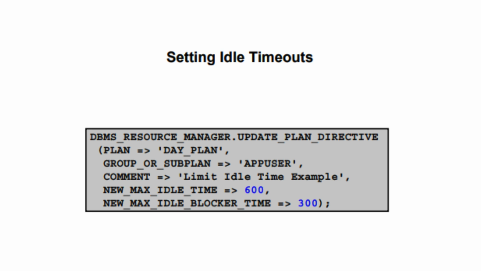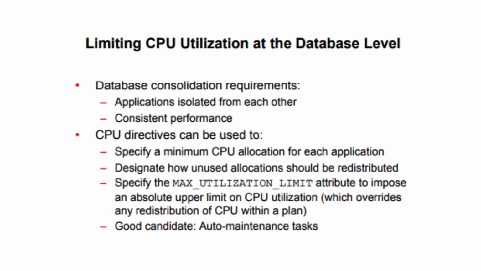Update_plan_directive procedure. They are both specified in seconds. For concurrent database sessions, database consolidation requires that applications are isolated from each other. If one application experiences an increase in workload, that increase should not affect other applications. In addition, the performance of each application should be consistent.